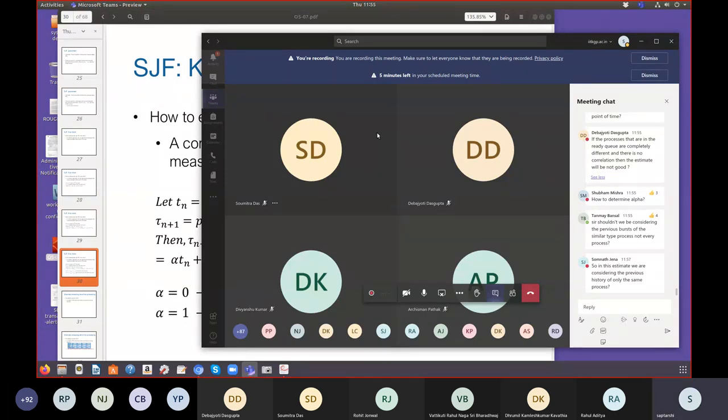Okay, so Shubham, how to determine alpha? There is no very fixed answer here. Typically people go with 0.5 or something like that. But again, these are just set from experience.